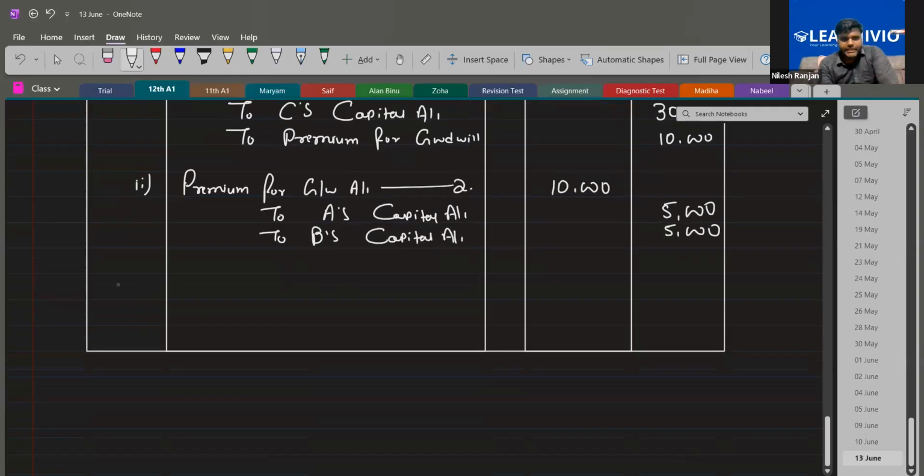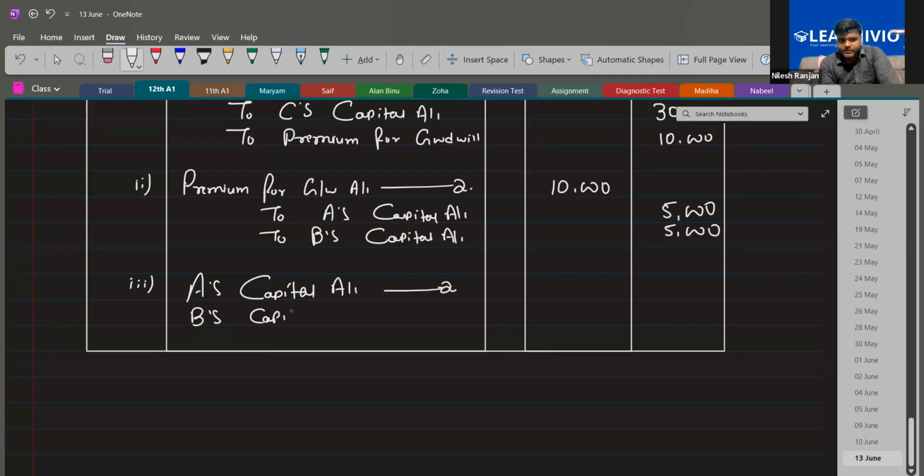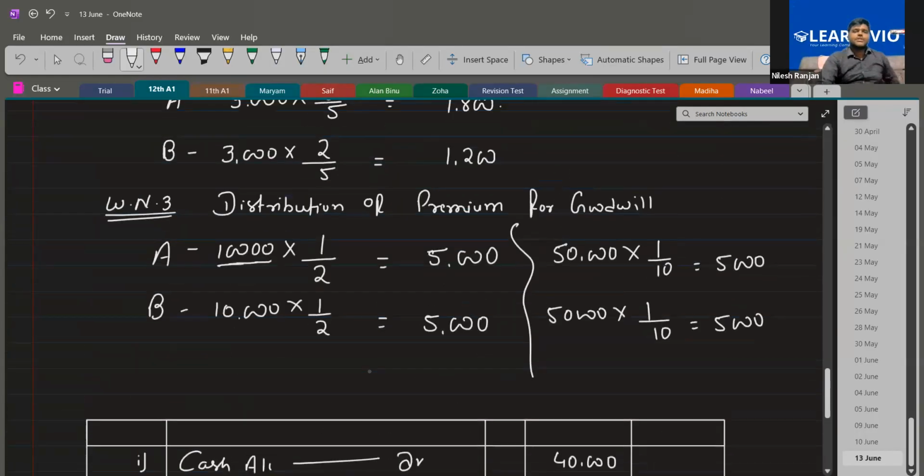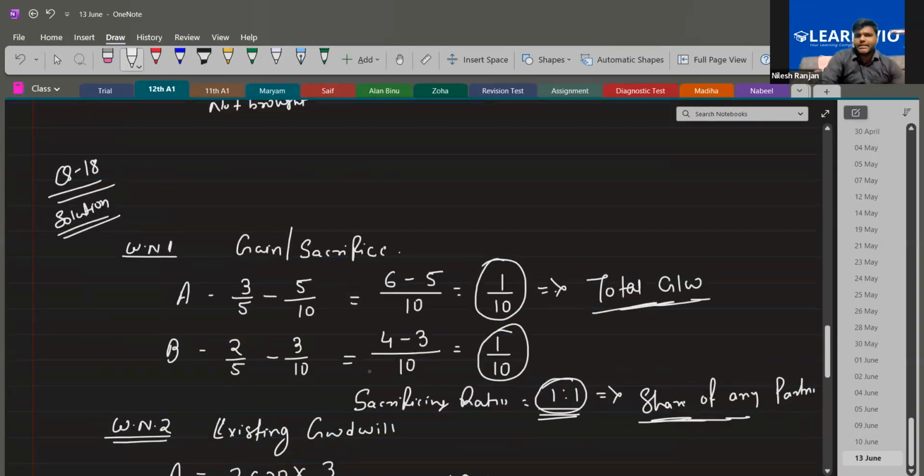Now the third entry is for writing off the existing goodwill. So it will be A capital account debit, B capital account debit, to goodwill account. So the existing goodwill is 3,000, and it is distributed in their old ratio. So 1,800, 1,200. Tell me, is this clear to you?